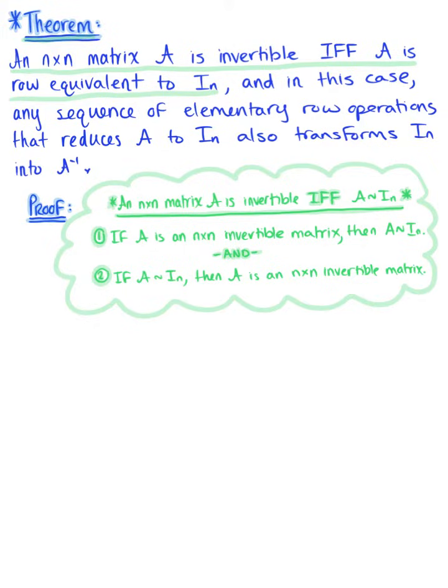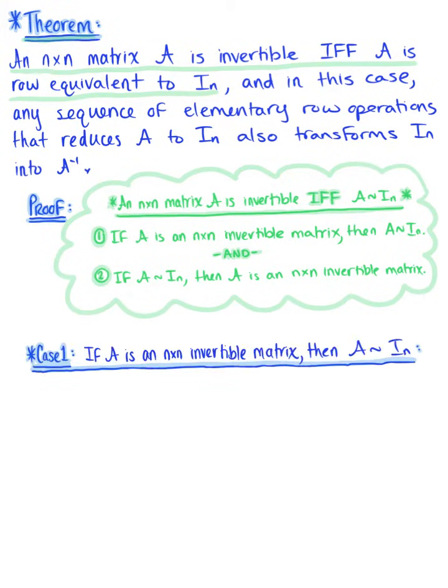So there's two things that we need to show. We need to show that if A is an n by n invertible matrix, then matrix A is row equivalent to the identity matrix. And we also need to show that if matrix A is row equivalent to the n by n identity, then matrix A is invertible. So we have two cases that we need to look at here. Let's begin by looking at case 1.